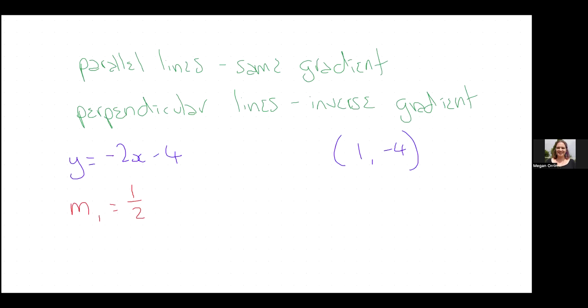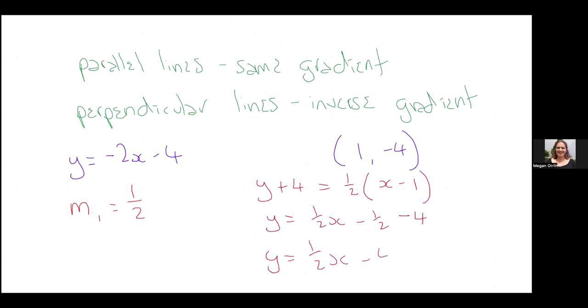This is my point. So I'm going to use the equation I just gave you. So what do I write? Y plus 4, well done, because it's y minus y1 equals half times x minus 1. Good. So then we have y equals half x minus half minus 4, right? Bring that across. So y is half x minus 4.5. That is an equation of a line that is perpendicular to this one and also passes through this point.